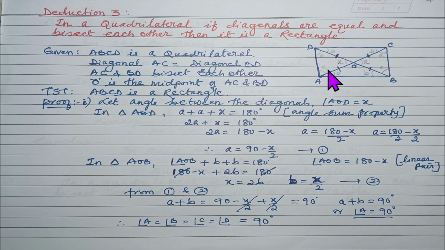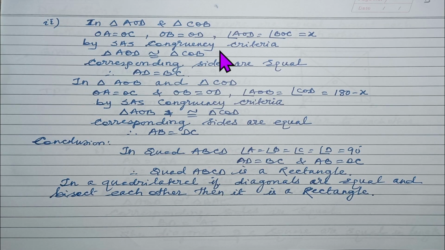So now in this quadrilateral, we had proved all the angles to be equal to 90. Now we have proved that the sides AD and BC are equal, and the sides AB and DC are equal. That means opposite sides are equal. So in a quadrilateral, if all four angles are equal to 90 degrees and the opposite sides are equal, then naturally the quadrilateral has to be a rectangle. That is exactly what I have mentioned here. I have written whatever I have just expressed to you.